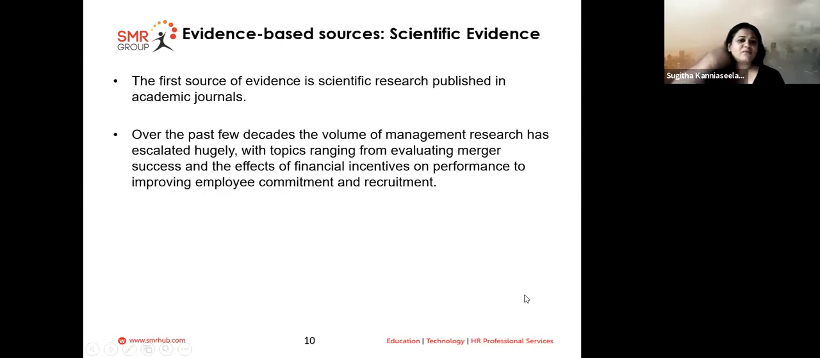So when we look at scientific evidence, right, we can look at them in published academic journals, right? So if we look at management research per se, very huge in nature, all right? It looks at so many different topics out there under the ambit of HRM, okay? Ranging from merger success, effect of financial incentive, non-financial incentives, how to improve employee commitment and recruitment, and so on.